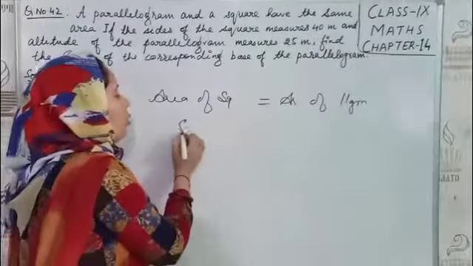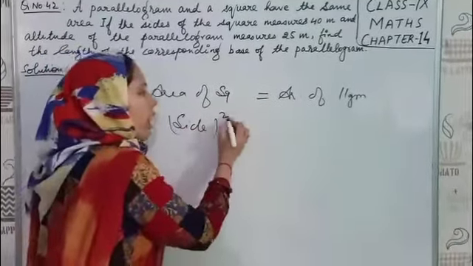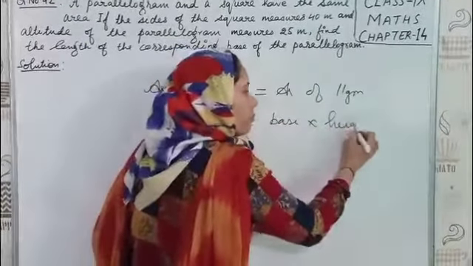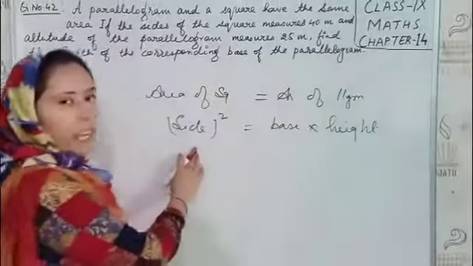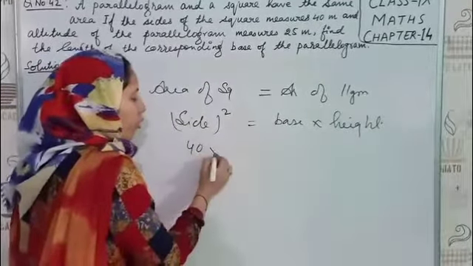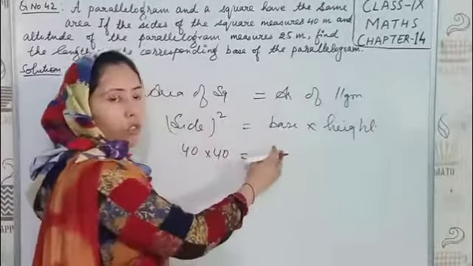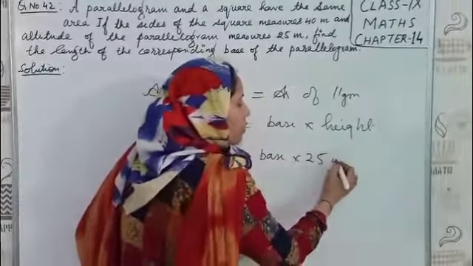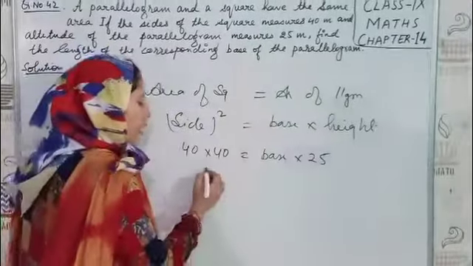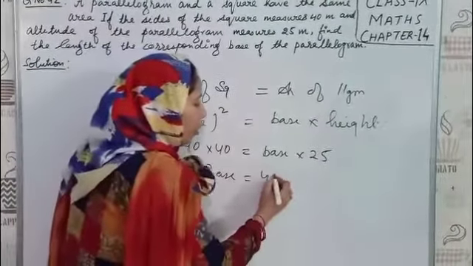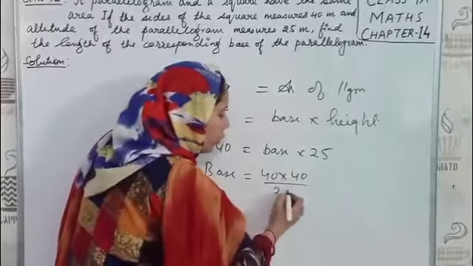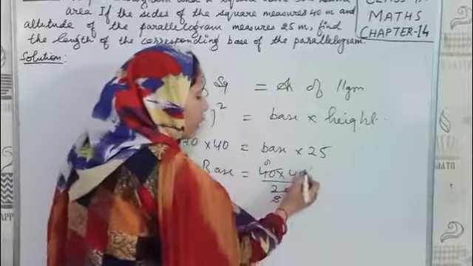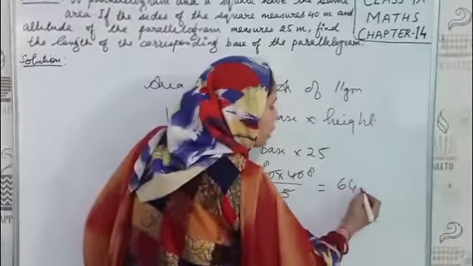Area of the square we know, side square, and area of parallelogram is base into height. We know the side, it is 40 meter. 40 into 40. This you have to find, and height is given, 25 meter. So base is equal to 40 into 40 upon 25. 5 5s are 25, 5 8s are 40, 5 1s are 5, 8 8s are 64. The answer.